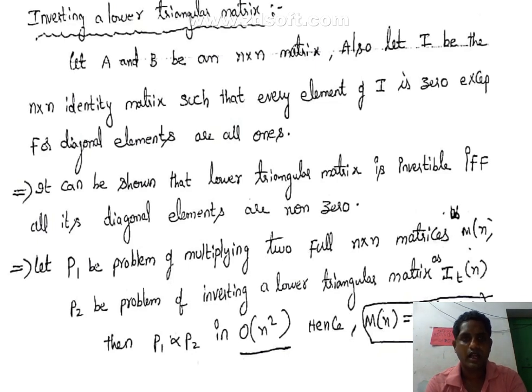This is the inverting of lower triangular matrices. Simply, we can say that every element of I is 0 except that the diagonal elements are all ones. In that way, we can assign the two problems P1 and P2, and then performing the reduction takes big O of n square, so M(n) equals big O of IT(n).